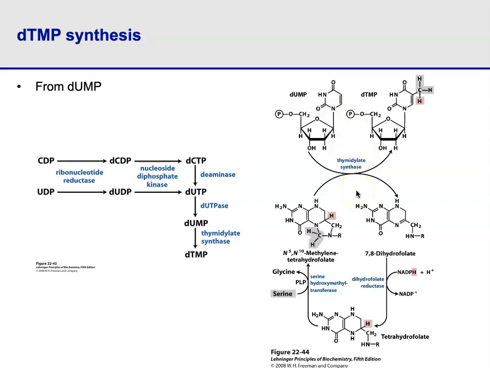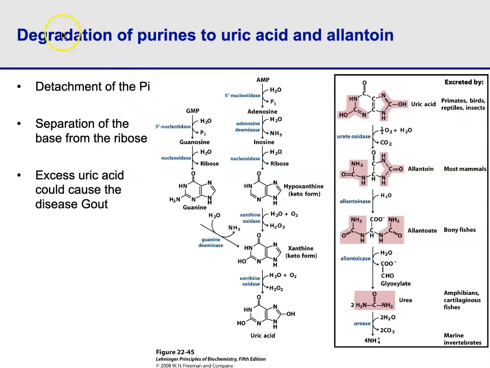Okay, so we've covered how we synthesize all nucleotides for DNA and for RNA molecules. Now, let's talk about the degradation of purines and then later on of pyrimidines. So purines are usually excreted as uric acid or allantoin, or in some cases urea, but don't confuse urea with the degradation of purines. The most common degradation product of purines is uric acid and allantoin.